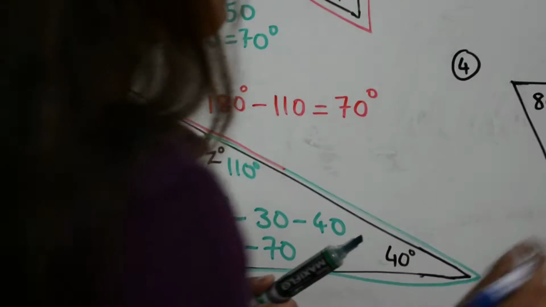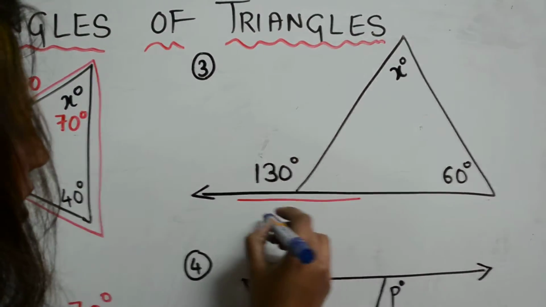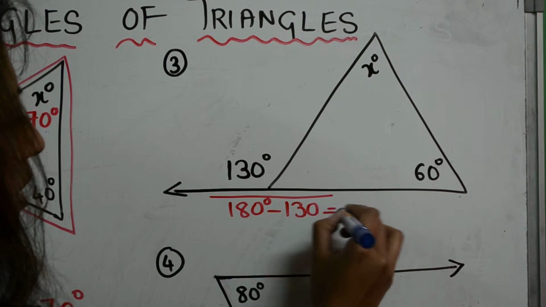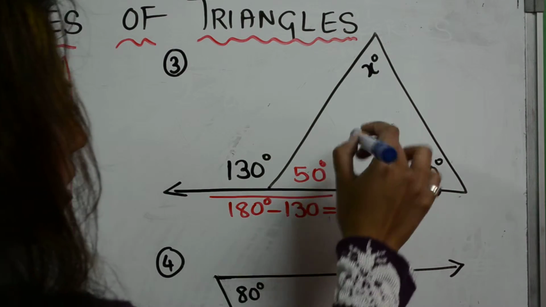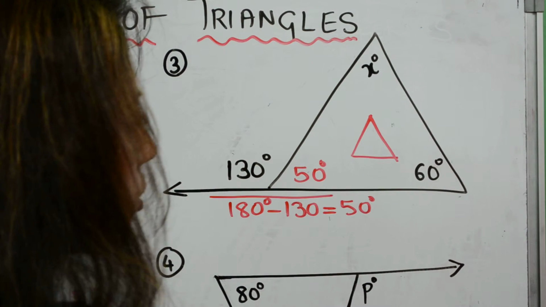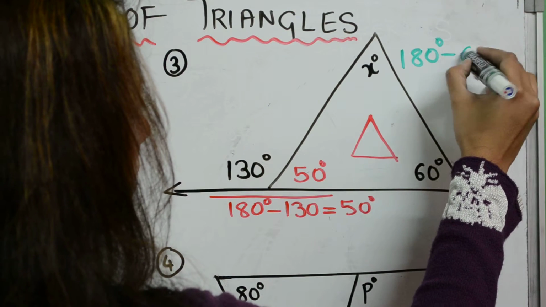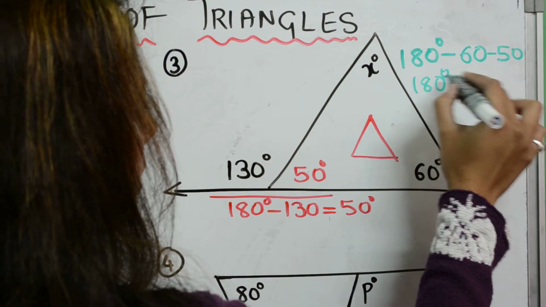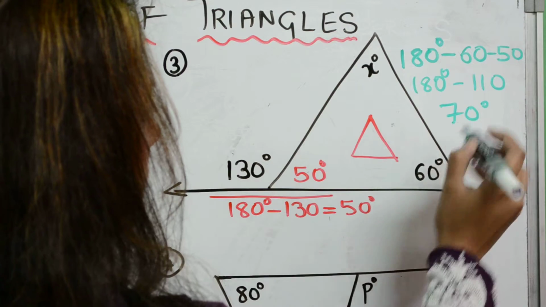Moving to the third one, I have 130 and this is a straight line. So that gives me 180 minus 130 equals 50. That's 50 over here. Now moving to the inner triangle over here, I have 50, 60, and the third one missing. Again, 180 minus 60 minus 50. That's 180 minus 110. That's 70.